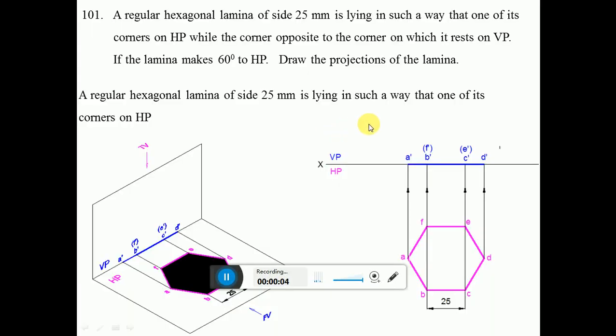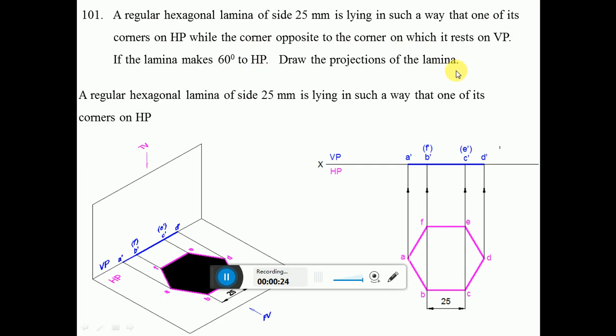Now, a regular hexagonal lamina of side 25 mm is lying in such a way that one of its corners is on HP, while the corner opposite to the corner on which it rests is on VP. If the lamina makes 60 degrees to HP, draw the projections of the lamina.